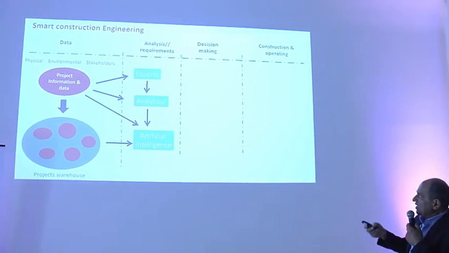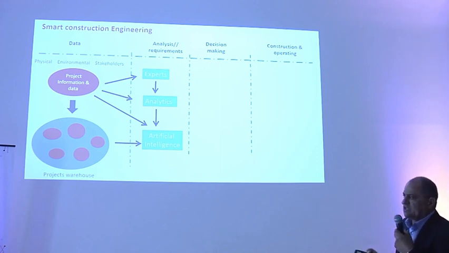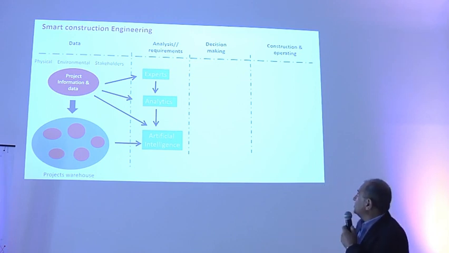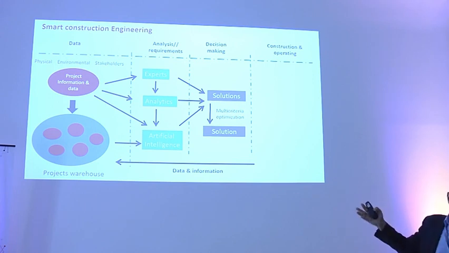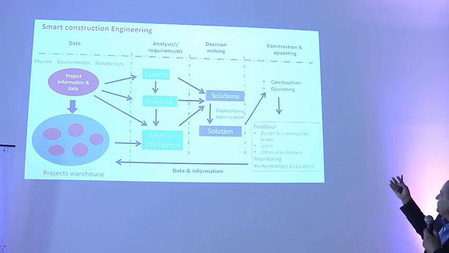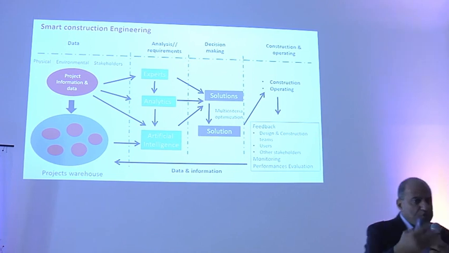From this, we can use the expert, some analytics, and artificial intelligence to make the analysis. And from this we have some scenarios, some options. We can analyze these options, and we can present them for decision-making. They have different solutions, and they have to choose according to some criteria, and they can use the solution after we go into the construction operating phase. And what is important? All this feedback from the design construction team, users, other stakeholders, performance, comes back to the warehouse. This is the process, how it works.